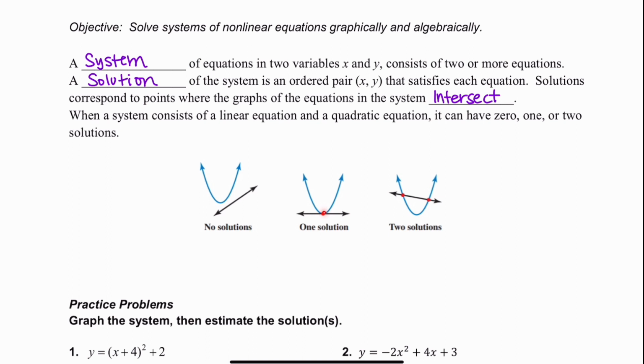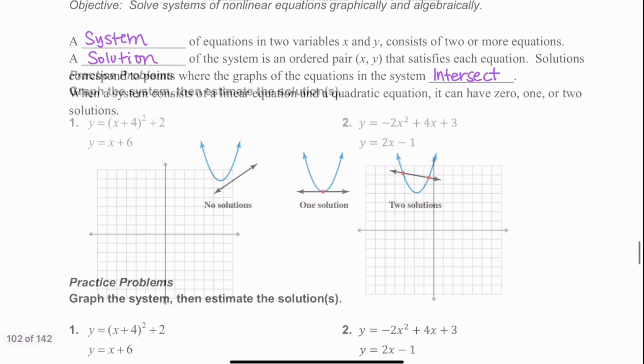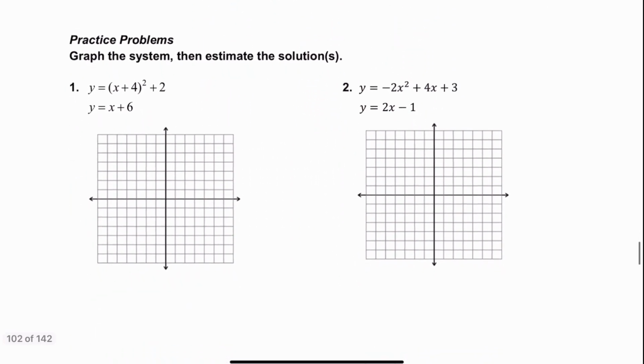It is possible to have one solution where the vertex of the parabola just barely comes and touches the line. It is also possible to have two solutions if the line crosses through the parabola. Those are the three ways we can get solutions. So we're going to start by graphing.